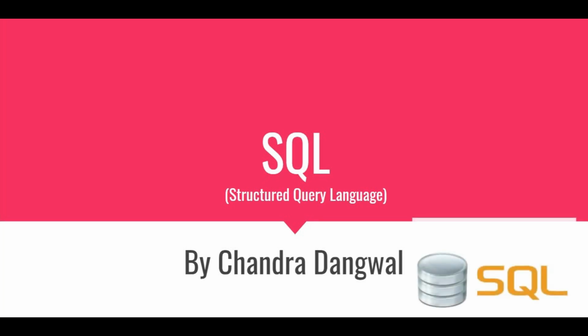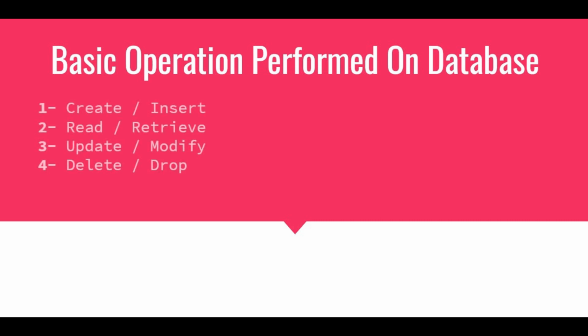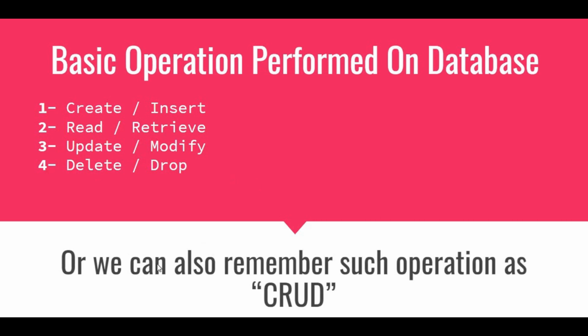Now, today we learn about the basic operations performed on the database. Here are 4 basic operations performed on a database: create or insert, read or retrieve, update or modify, and delete or drop. We can also remember these operations by a short form, CRUD. So if you are not able to learn all the 4 steps, you can learn it as a short form, that is CRUD. CRUD are the basic operations performed on a database.